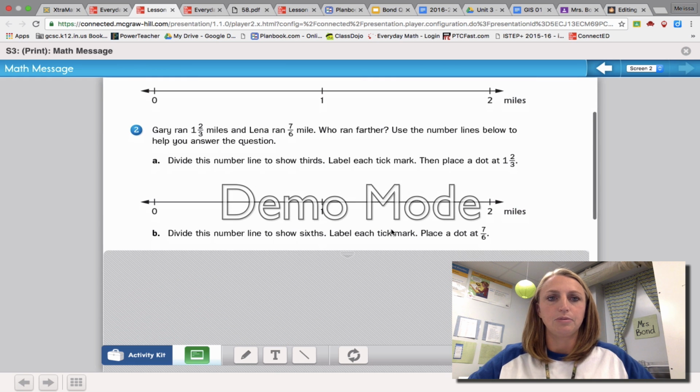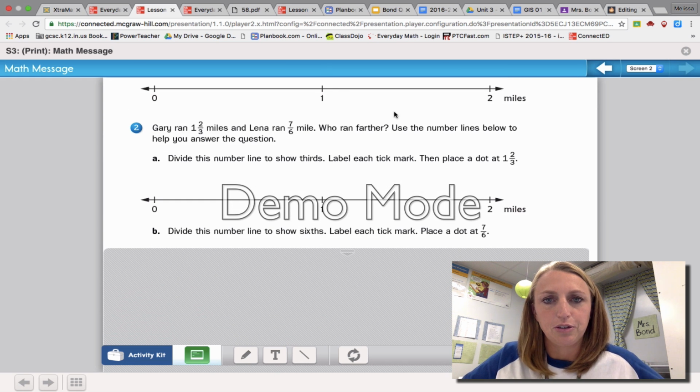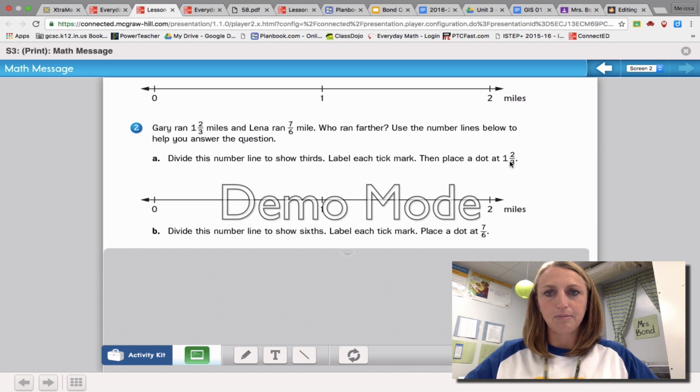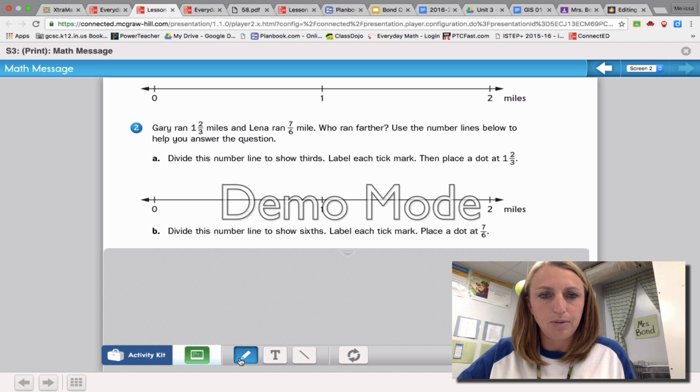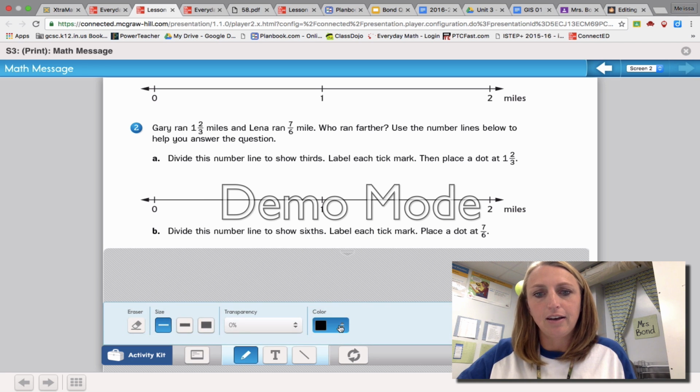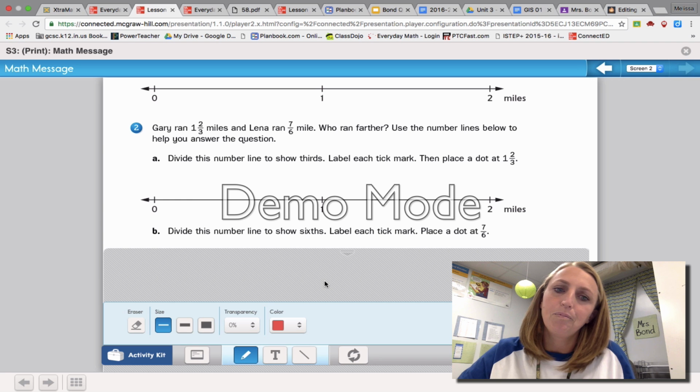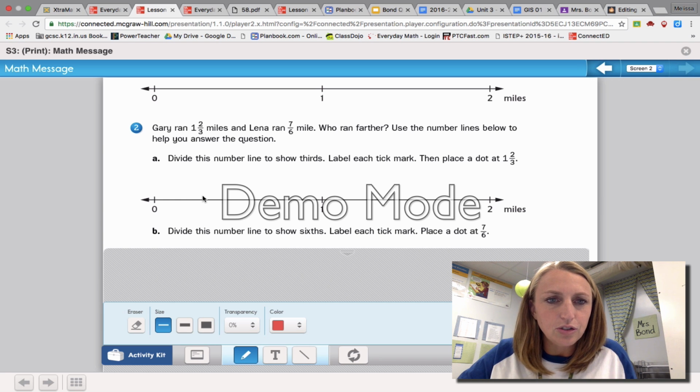Okay, so let's try this one. Gary ran 1 2/3. We already read it. First divide it into thirds, then label each tick mark, then place a dot at 1 2/3. Okay, so let's divide it into thirds. I'm going to pick a color. I'm going to pick red. So thirds, you're just going to kind of eyeball it. It's okay that you're not perfect, but you're going to get it close.